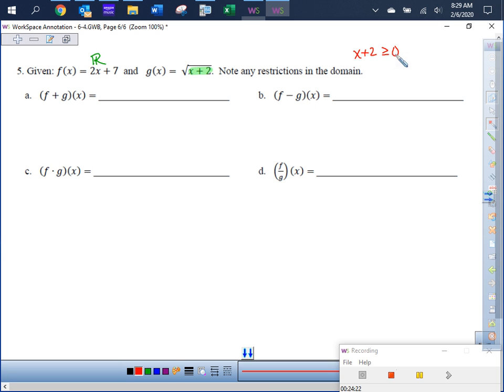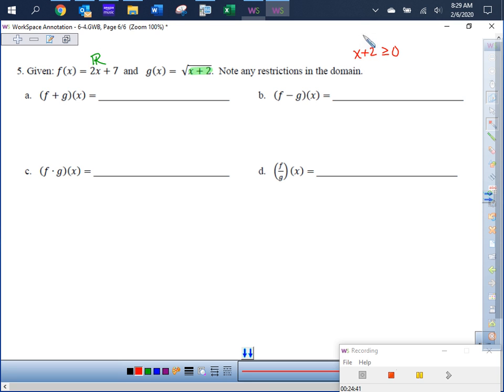I know you know what that says. It says greater than or equal to 0. Would you also believe, if I said it a different way, can't be negative? Right? If you're greater than or equal to 0, would you believe you're positive or 0? But can't be negative, right? So this right here says x plus 2 can't be negative. Let's solve this for x.